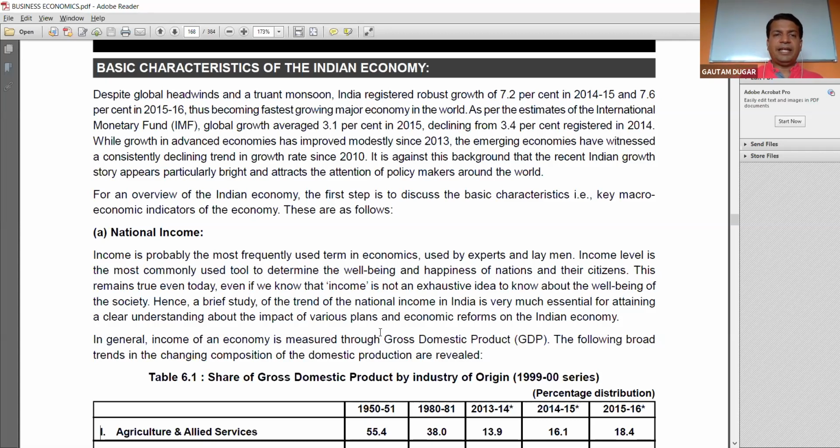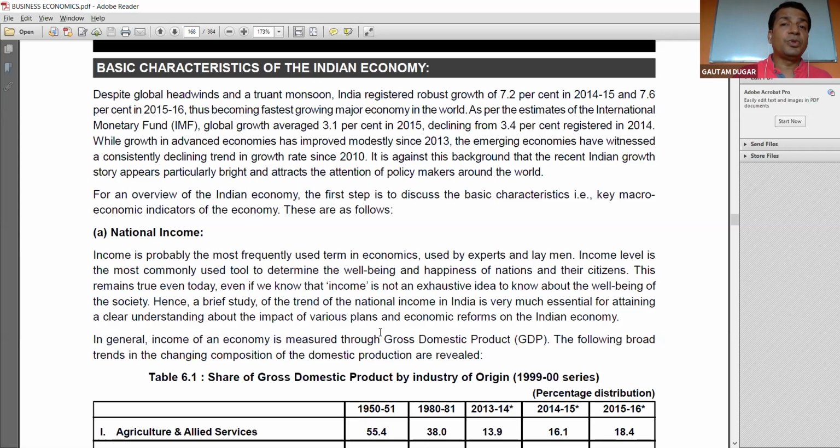Basic characteristics: we all know that when India became independent in 1947, our economy was in very bad shape. We had almost 500 years of slavery, first by the Mughals for 300 years and another 200 years by the Britishers. Our economy was shattered into pieces.